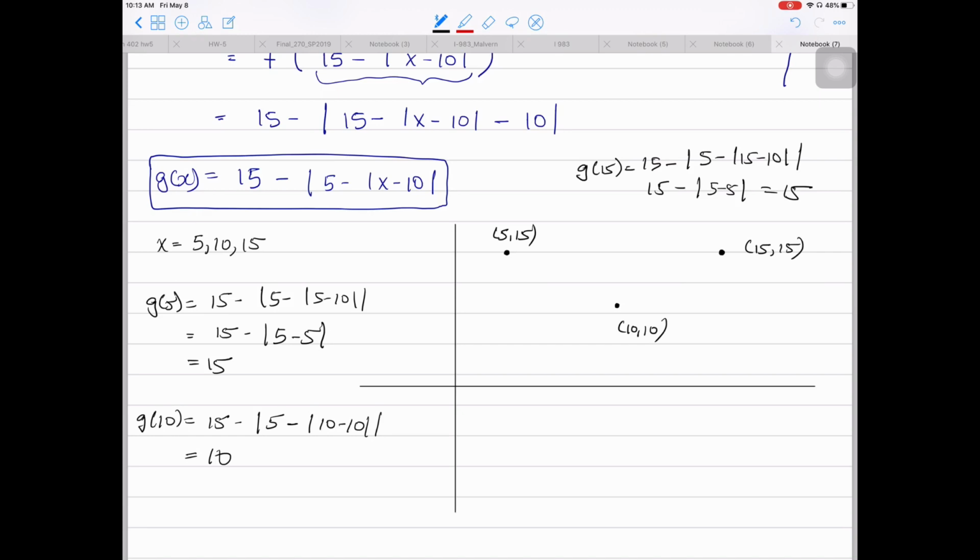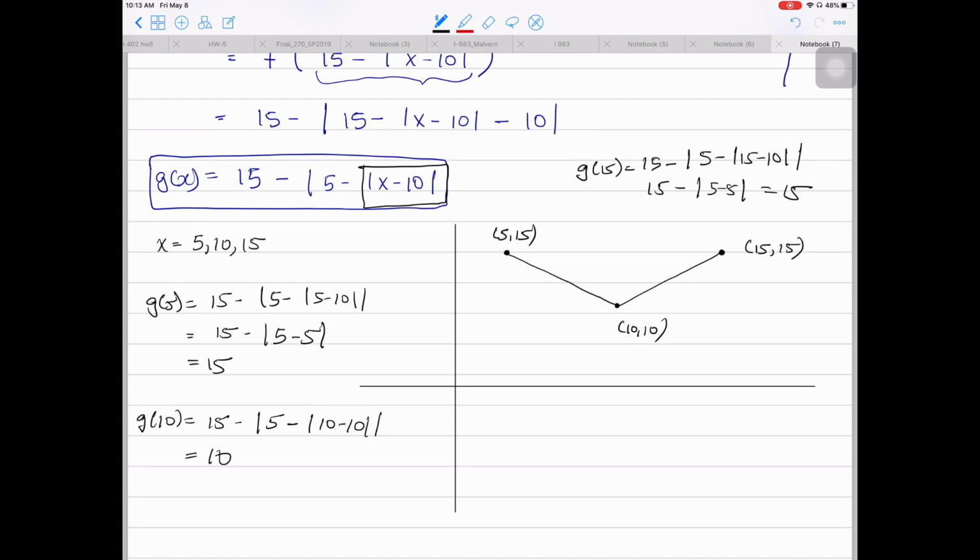And one thing to note is that it is 15 minus some number. The main thing over here is the absolute value of x minus 10. So we know that for any numbers greater than 10, we would have a positive slope. For any numbers less than 10, we have a negative slope. This is how we connect the graph, just by knowing what slope it should be.